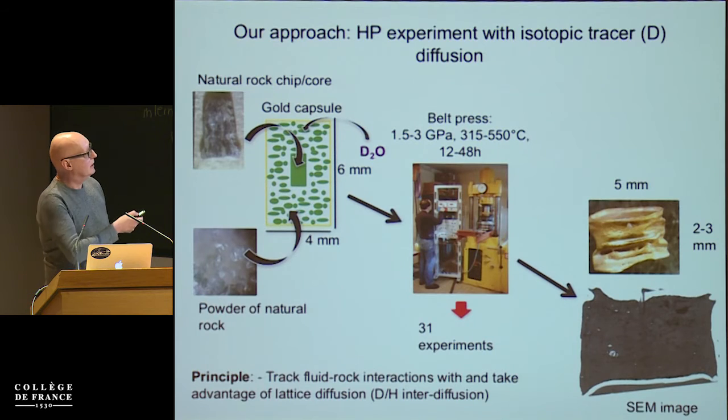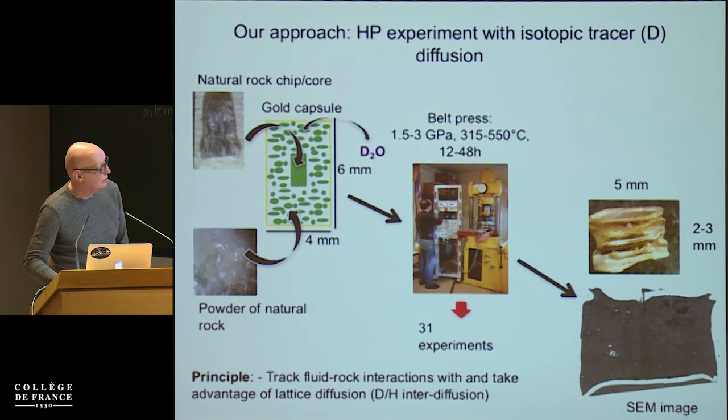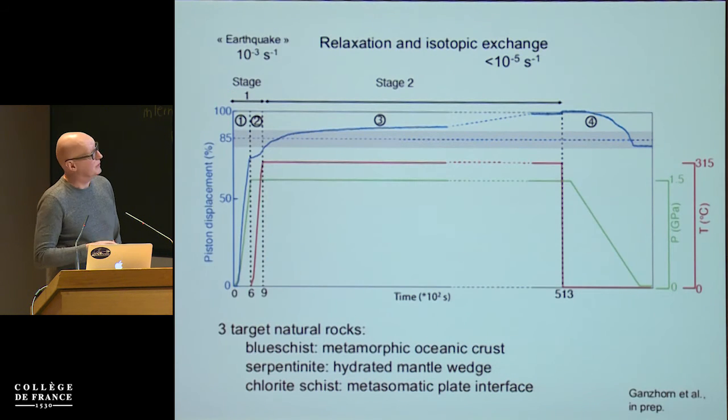So again, back to our experimental approach. We take a chip of our core and natural rock, we put it in the capsule and in the press along with deuterated water. We increase the pressure, we then raise the temperature. We do that for a given amount of time. We collect the sample back, we cut it in halves, and we do an analysis on a polished section. And we take advantage of this isotopic tracer to try and get the porosity.